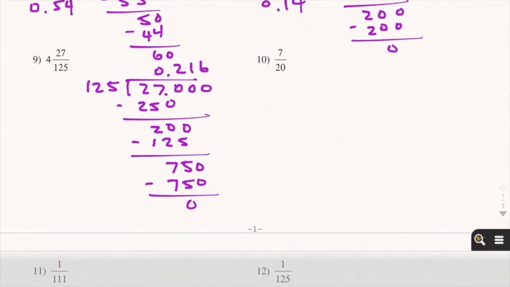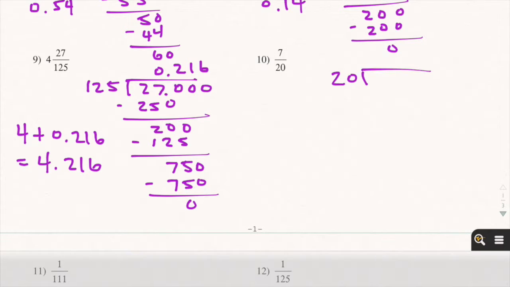So the 27 over 125 equals 0.216. So we add that to the 4, and we end up getting 4.216. Okay, number 10. 7 divided by 20.